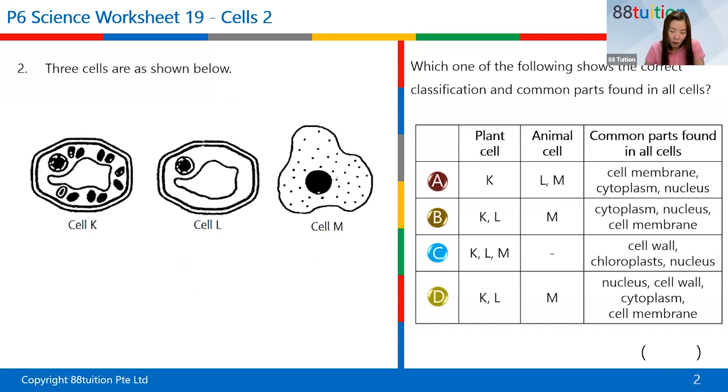Question 2. 3 cells are shown below. Which of the following shows the correct classification and common parts found in all cells? Found in all cells. Okay, so let's see. If we have plant cell and animal cell, if you look at K, L, and M, which do you think will be plant cells? Which do you think will be plant cells? And I'm going to call upon somebody. Okay, let's see. Cass, you want to try? Which of them are plant cells?